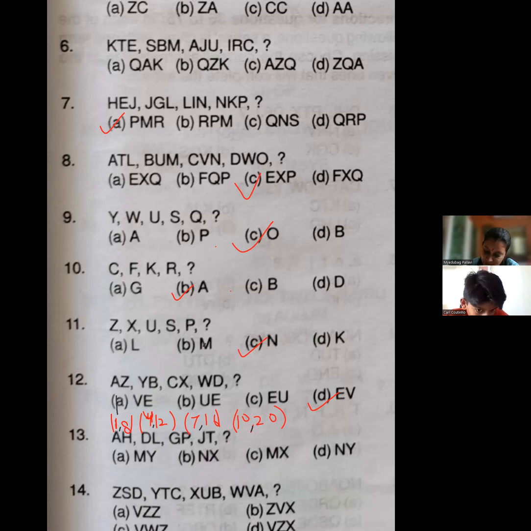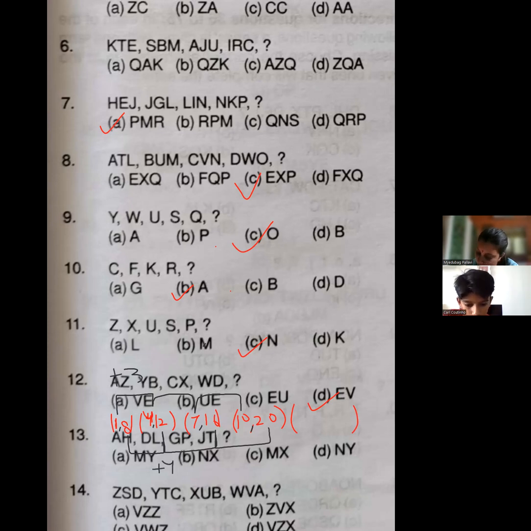This is the first series: 1, 4, 7, 10. And then the second one: 8, 12, 16, and 20. Can you make out? Yeah, the first series increases by 3, the second increases by 4. So in the first series it is plus 3, and in the second one it is plus 4.